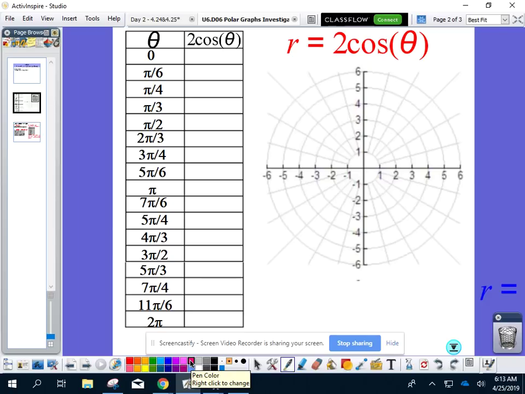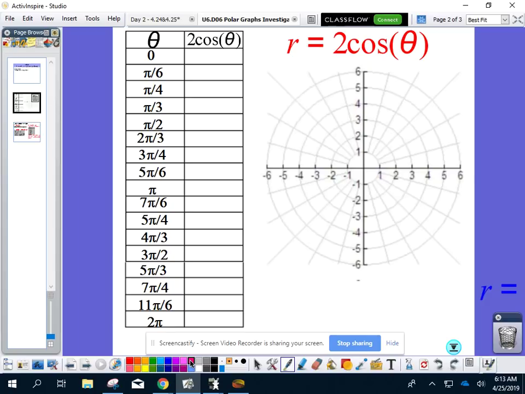Looking around the unit circle, we are approximating some values for 2 cosine theta, and this is essentially plotting several polar coordinates, and then we'll connect those polar coordinates and it will create a picture or a graph. We can do this by using the unit circle or by approximating on our calculators. Just make sure that the mode in your calculator here is radian.